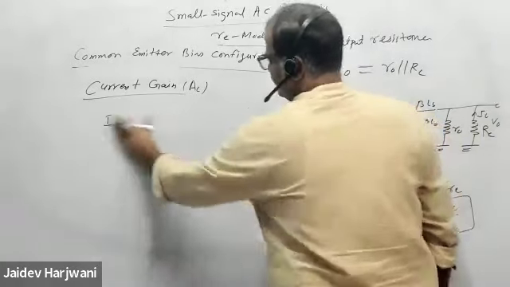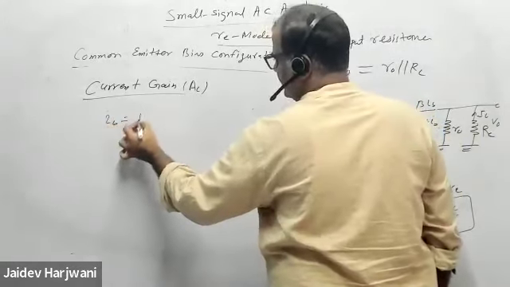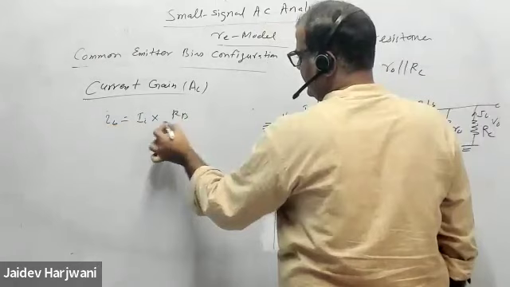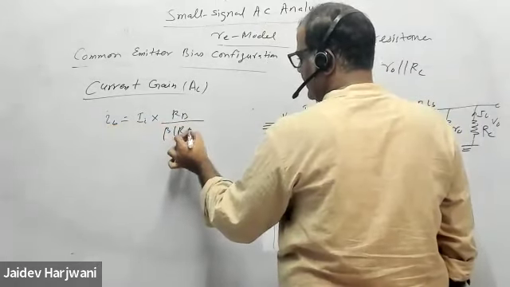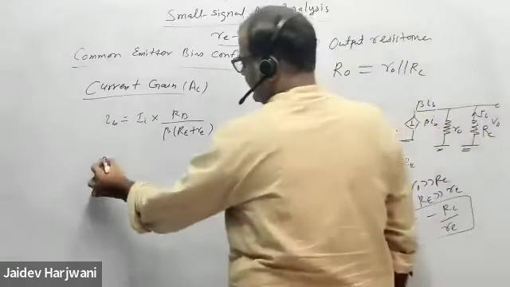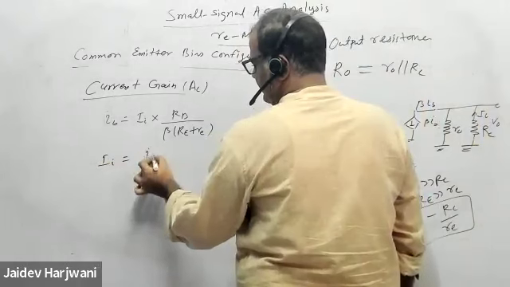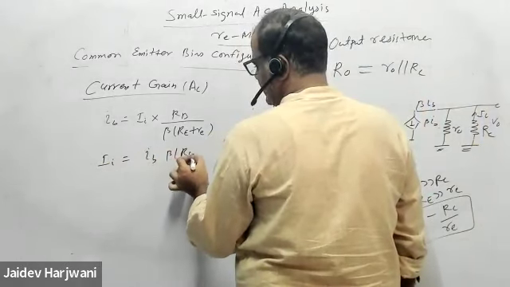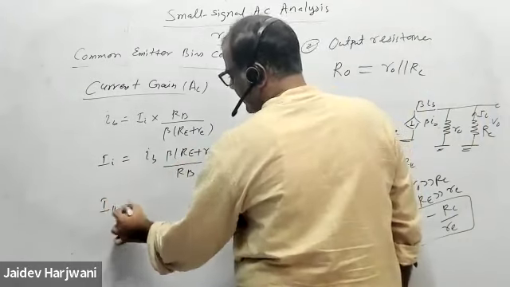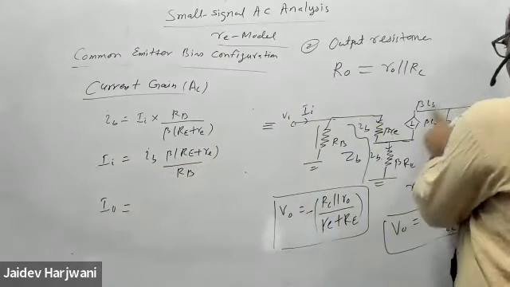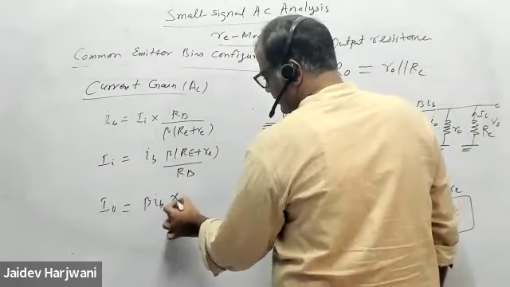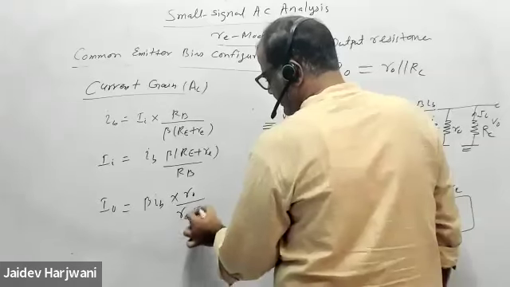IB. First you write IB. What is IB? Total current is I input, if I want the current in this branch, into the resistance of this one, RB, and then beta RE plus RE. So here I can find I input is equal to IB into beta RE plus RE upon RB. What is I output? I output is the same now. Total current beta IB into R naught plus RC.